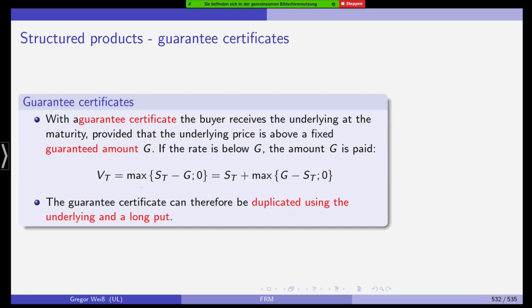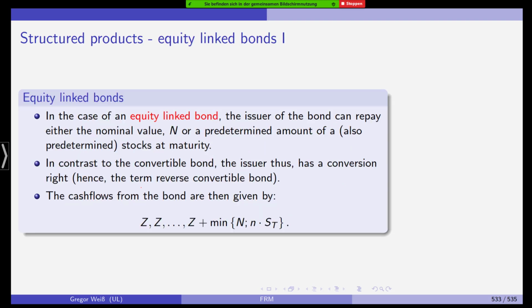Garantiezertifikat, guarantee certificates. The buyer receives the underlying at the maturity, provided that the underlying price is above a fixed guaranteed amount. Same thing as a capped discount certificate, just the other way around. So, as you can see, again, the guarantee certificate duplicates the underlying and a long put. So, again, the underlying and a derivative contract.